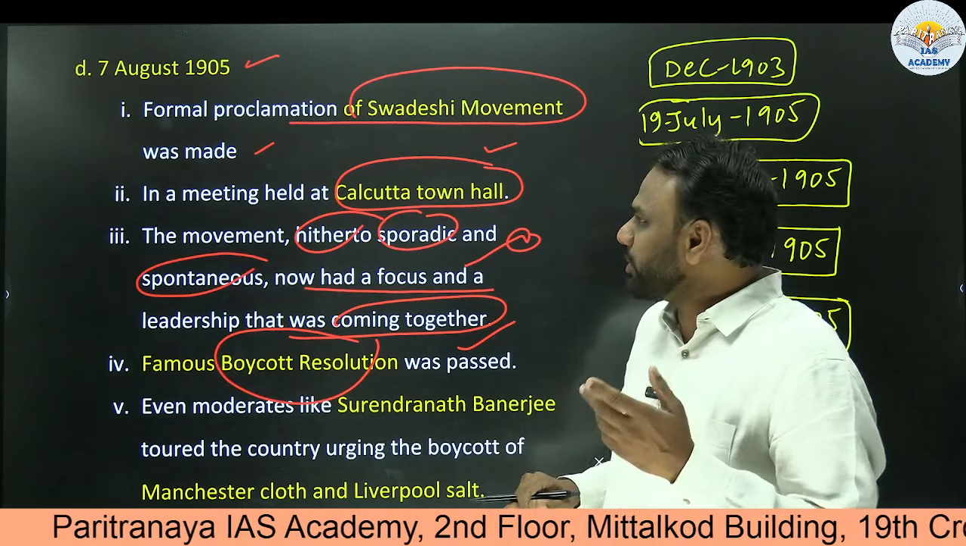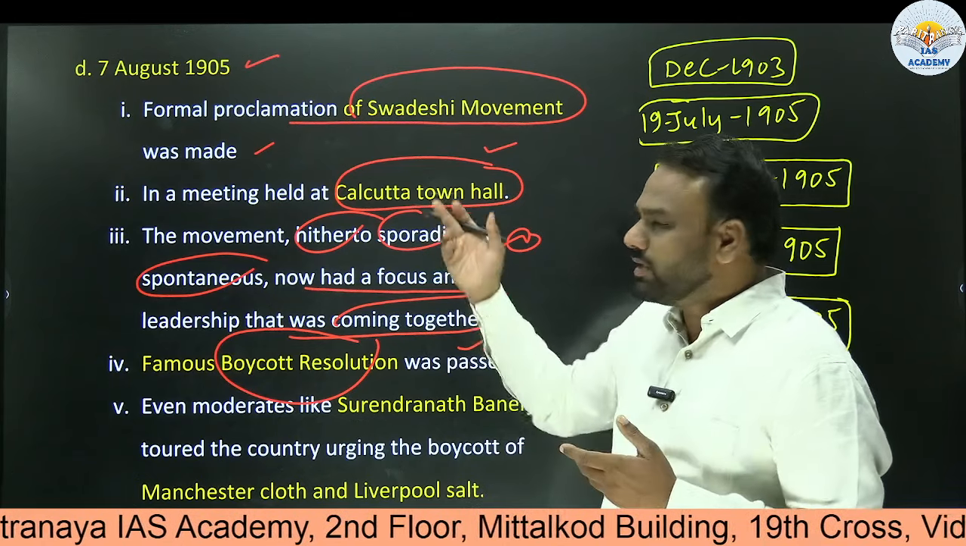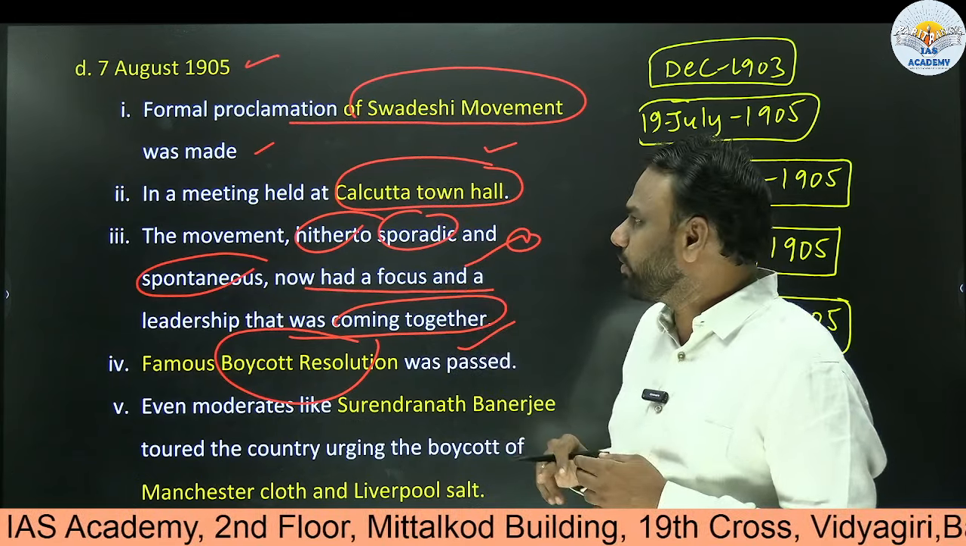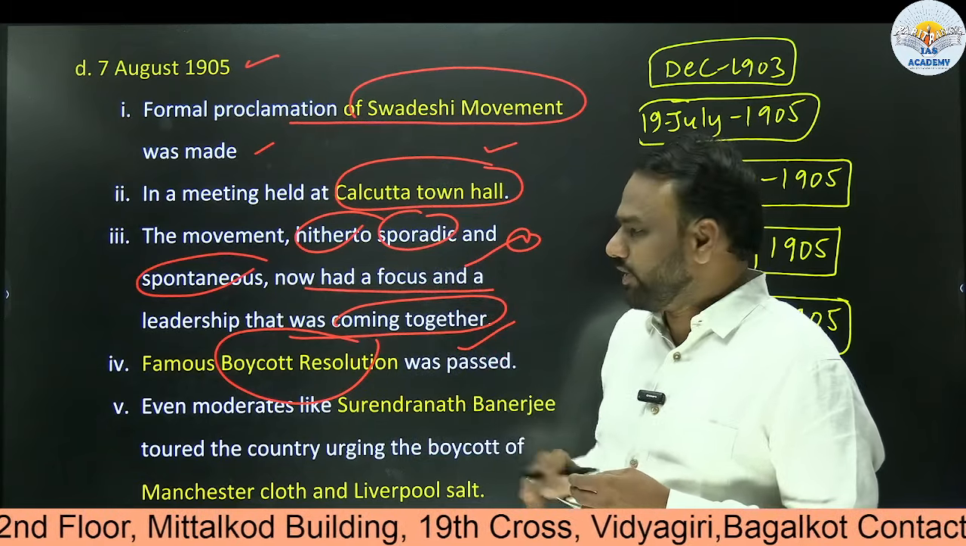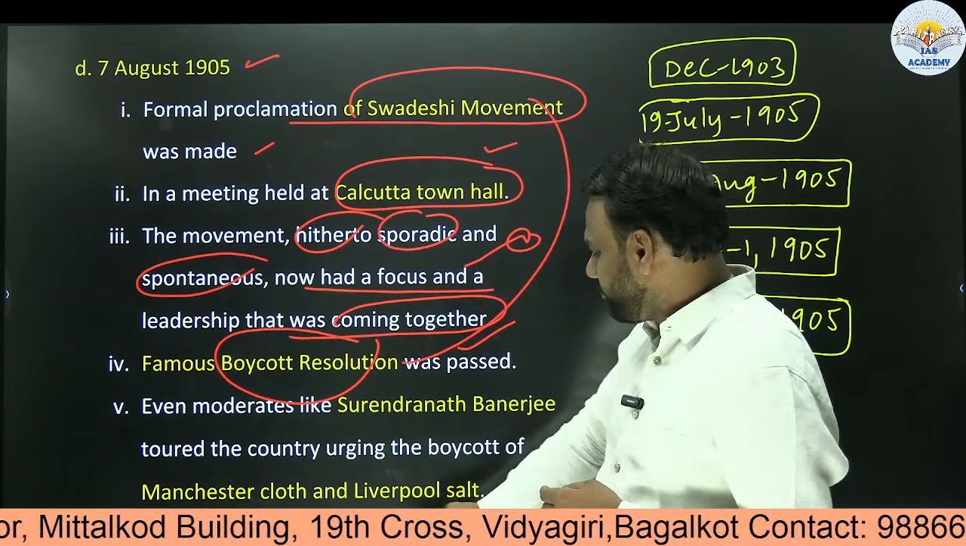So from Prelims' point of view, it becomes important for us to remember 7 August 1905, because they may frame a question like, when was the Swadeshi movement launched? They may ask you for the date. So we need to know that date. Similarly, boycott resolution, when was it passed? 7th August 1905. So these points are important from the Prelims' point of view.